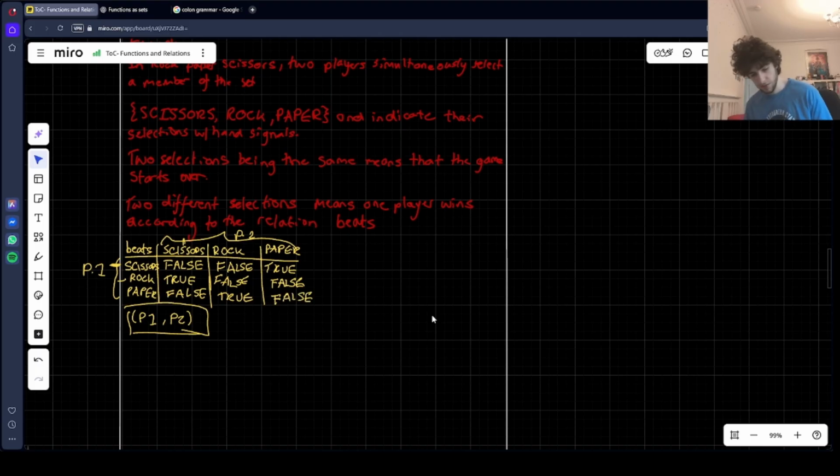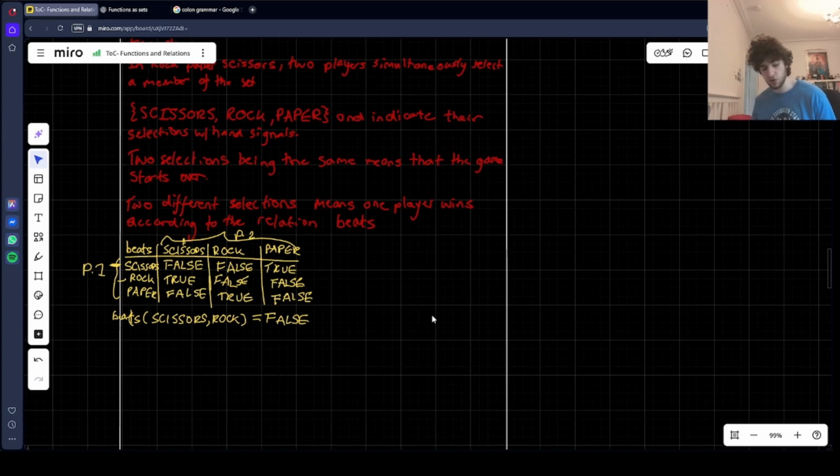Okay, when I say player one, what I really mean is just one player's option, the player that is your option. For example, if your option was scissors and your opponent's option was rock, you would look at beats, the relation, and then at the ordered pair scissors, rock, and see whether it's true or false. In this case, it's false. So if you played scissors and your opponent plays rock, that's false. So this is how the relation is working.